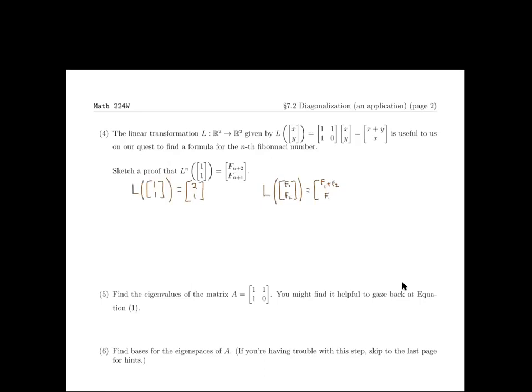What did I do? I put these in wrong. Let me put them in this way. I'll move the 2, 1 up there. There we go. That looks better. So this gives us F3, F2. So that's the first step.